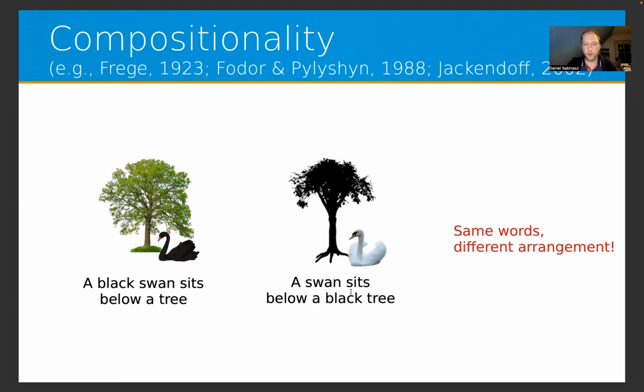And here we have the sentence: a swan sits below a black tree, and that would be the grounded meaning of that phrase, that sentence. And what we can see here is that both of these sentences are composed of the exact same words, but still they mean different things, right? So in other words, the words are arranged differently in these two sentences. And this is the reason why these two sentences mean something different.